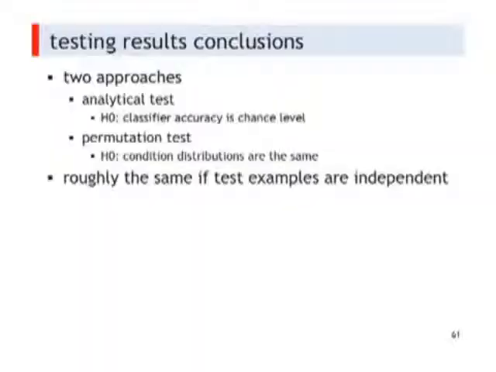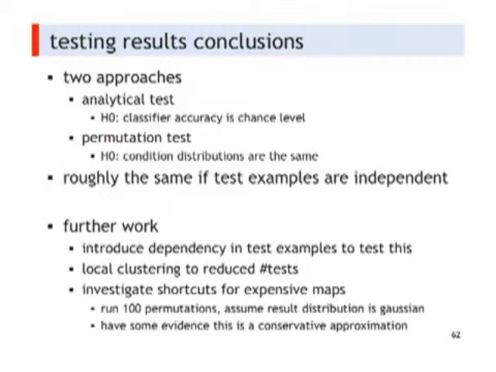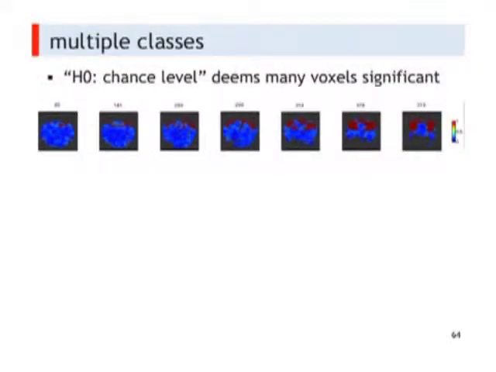So unless you have a very compelling reason for doing so, or there's no analytic tests, in this case it would be counterproductive to do it. You'd only want to do it, and if the test examples are independent, the results should be the same under an infinite number of permutations. I'm going to skip that and just answer the rest of your question about the multiple classes. So I was telling you that chance level will deem many voxels significant.